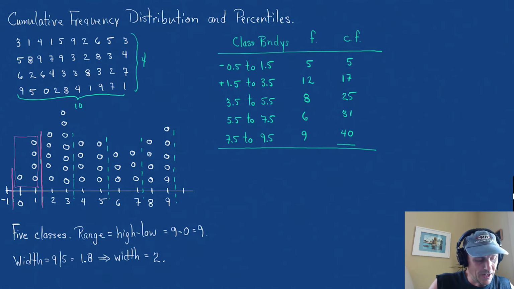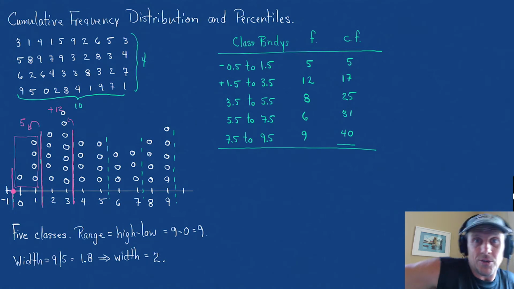But then our next class starts at 1.5 and ends at 3.5. At 1.5, we've only accounted for what's in the previous bin, 5. But by the time we get to 3.5, we've accounted for everything that's in the previous 2 bins. So we're at 5 when we're at 1.5. By the time we get to 3.5, we're at 5 plus this additional 12. So we're at 17. And that's how we keep track of what we're doing. And notice the big key is that we're starting down here at 0 dots, because at our first class boundary, there's no dots down there.